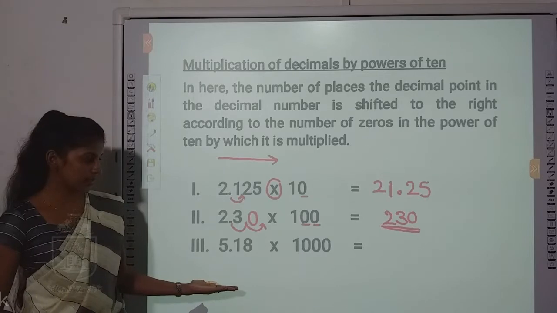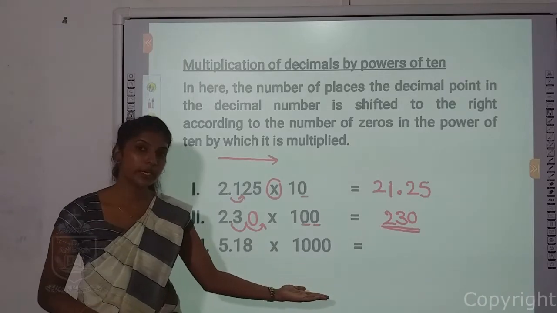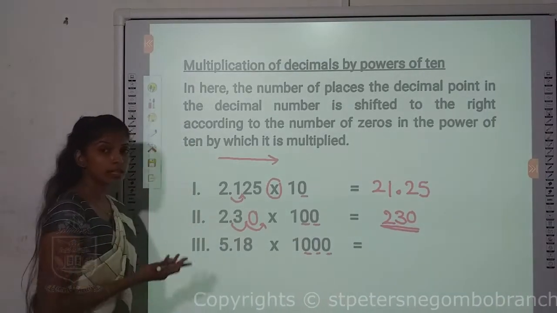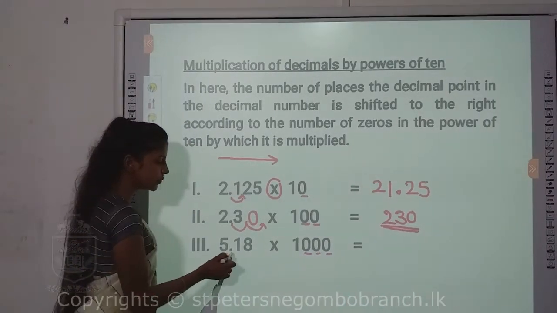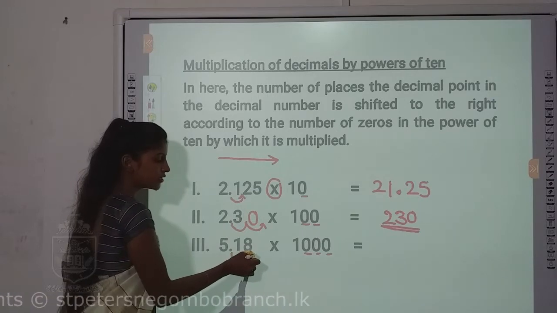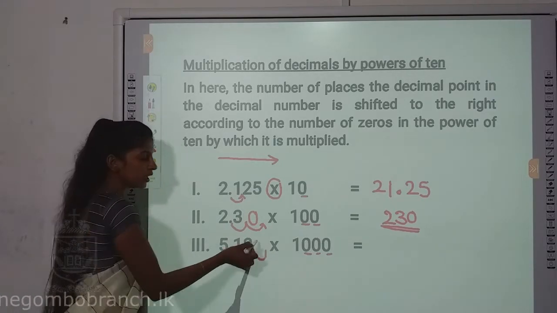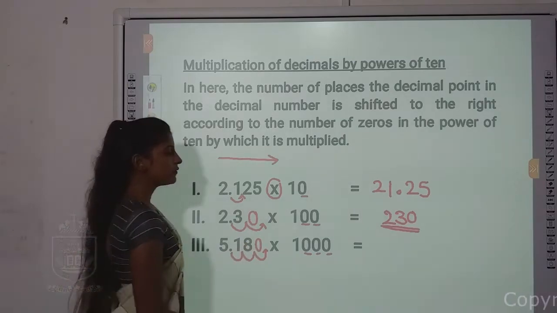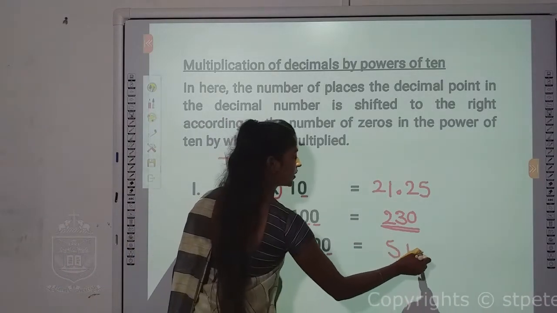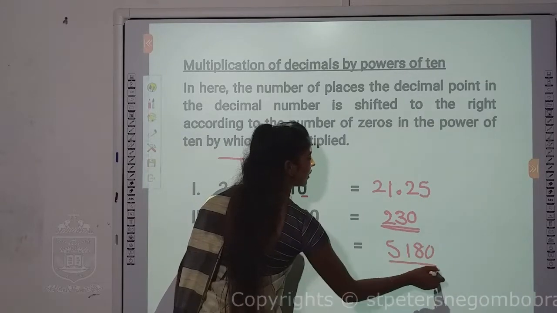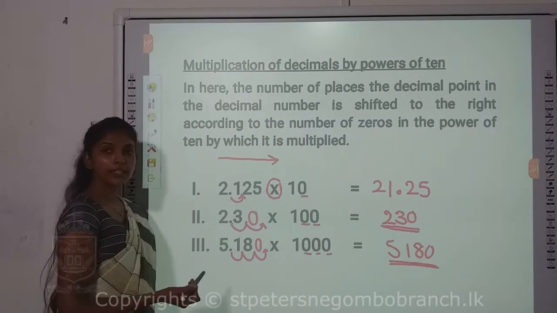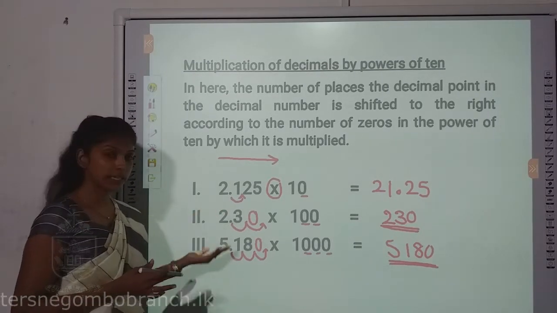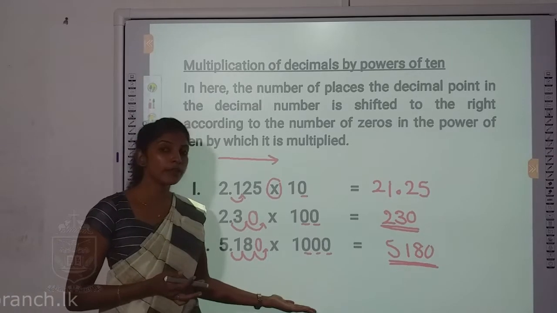Same way, look at the last example here. Now we are going to multiply with 1000, where you have 3 zeros. So 3 zeros means 3 moves should be taken from the initial point. So same way, 1, 2, 3, no number at the end. So you have to add a 0. So what will be our answer? 5180 will be our answer. So this is the way of multiplying a decimal number by a power of 10.